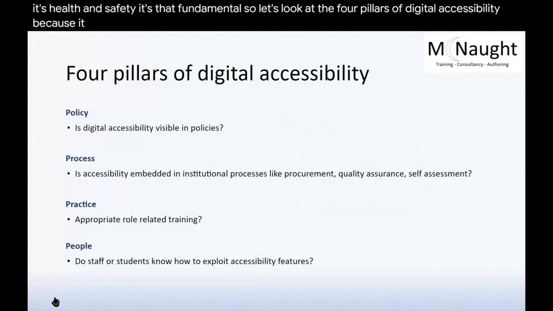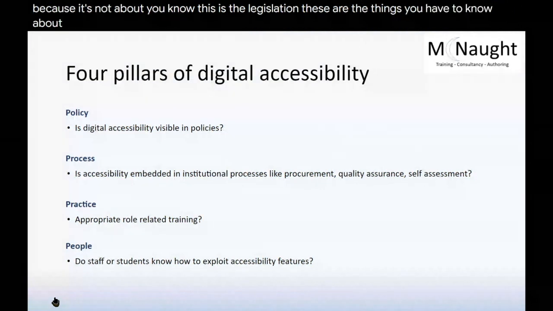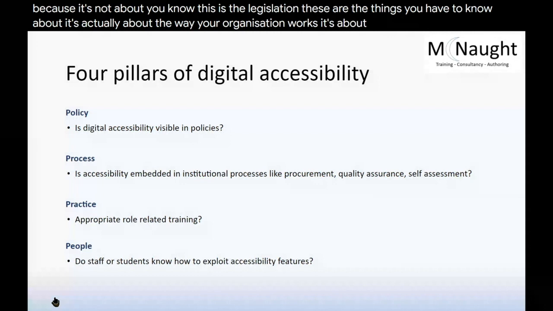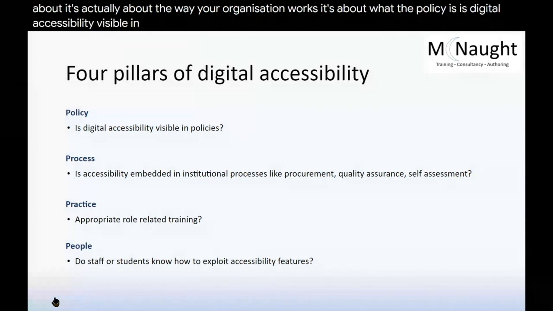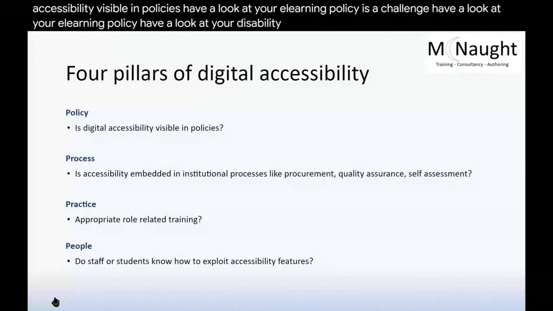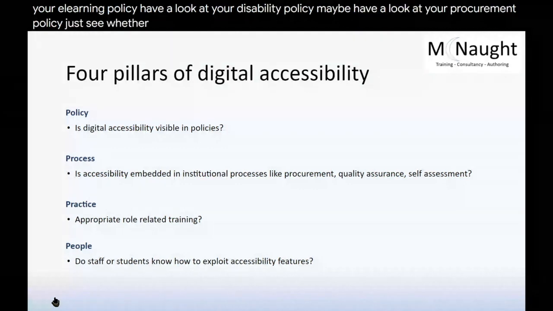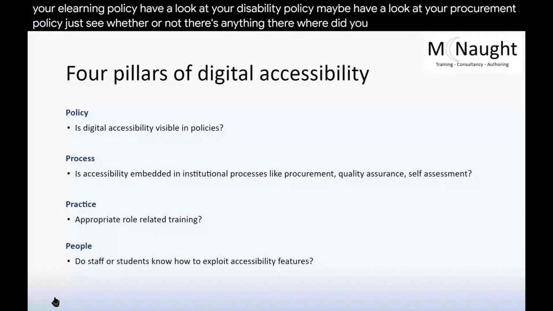because it's not about, you know, this is the legislation, these are the things you have to know about. It's actually about the way your organization works. It's about what the policy is. Is digital accessibility visible in policies? Have a look at your e-learning policy. Here's a challenge. Have a look at your e-learning policy, have a look at your disability policy, maybe have a look at your procurement policy, and just see whether or not there's anything there where digital accessibility is mentioned.